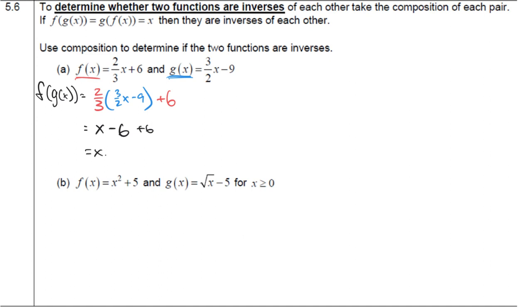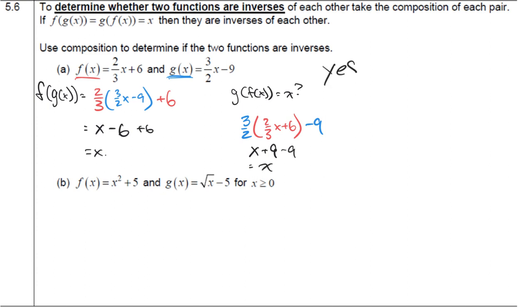So far, so good. Now we have to compose g of f of x. Does this also equal x? Let's find out. I have g, which is 3/2 times x, but now the x is actually f of x, written in red so you can see, and then subtract 9. We go back to part of the g function. Let's distribute. 3/2 times 2/3 is just 1, so I have x plus 3 times 6, which is 18, divided by 2 is 9, minus 9. This equals x. Yes, they are inverses of each other.